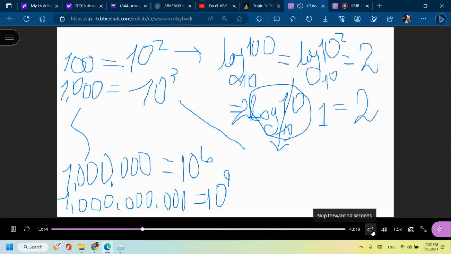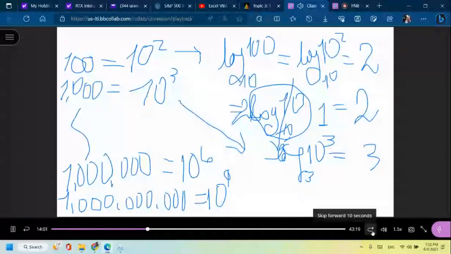And likewise, 1,000 can be expressed as log of 10 cubed to base 10, and by the same procedure, it simply turns into 3. And then what about this? 1 million will be 6, and 1 billion will be 9. In other words, all these exponents can be used to express these large quantities in a more manageable and compact way, right?